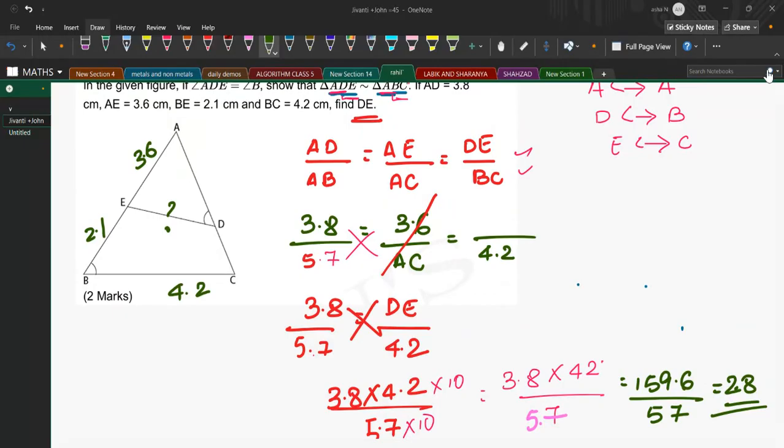When I multiply 3.8 into 42, I am getting 159.6. Okay, then I divided by 57. Twos we will do, and then there will be some carry. Then 8, so it is 28. So there is one place of decimal point, so we will put the decimal point after one place. Okay, sorted.